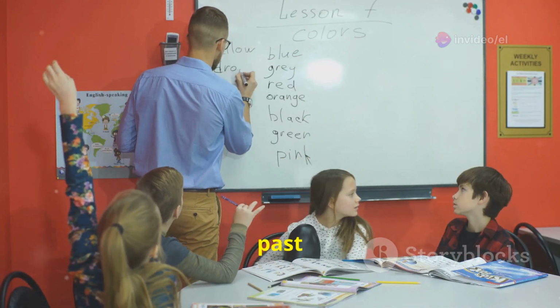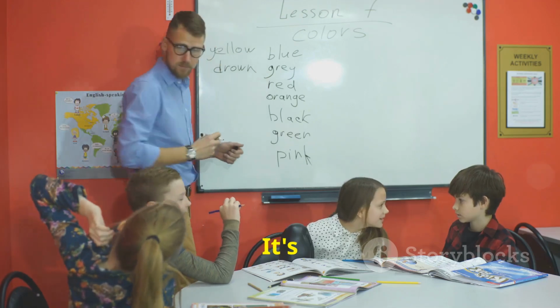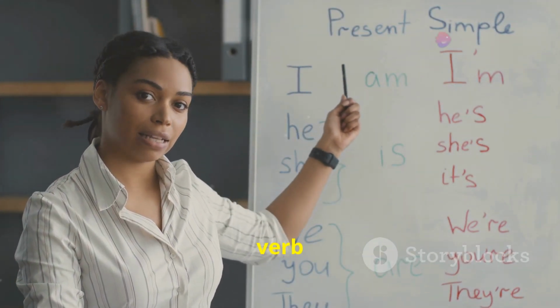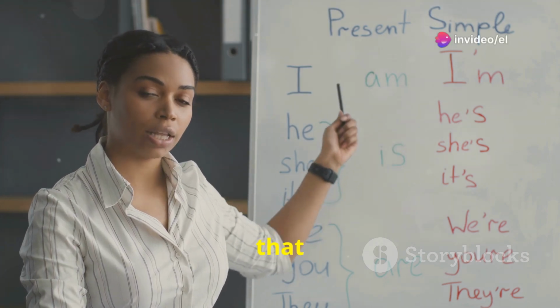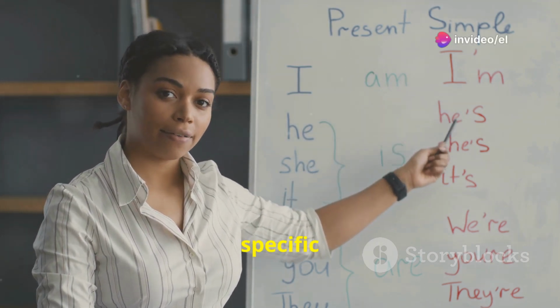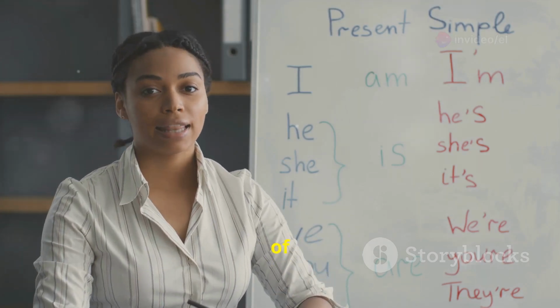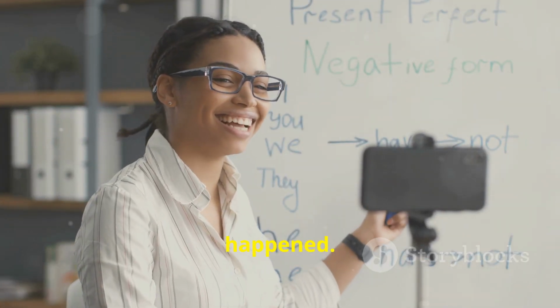First off, what is the past simple tense? It's one of the most commonly used tenses in English. It's a verb form that we use to talk about actions that happened and were completed at a specific time in the past. Pretty straightforward, right? It's like a snapshot of a moment that has already happened.